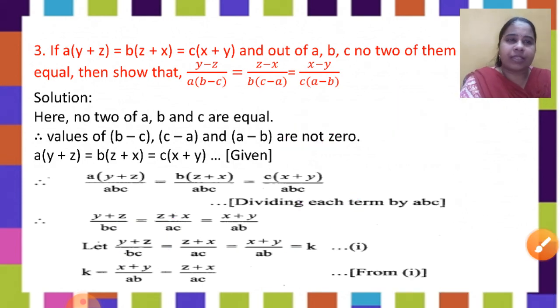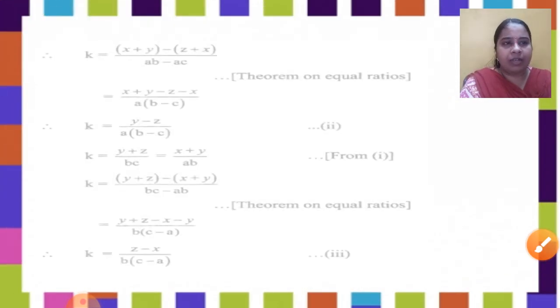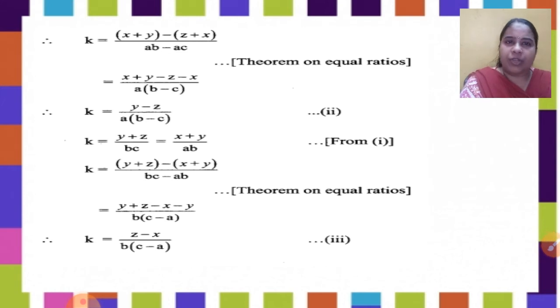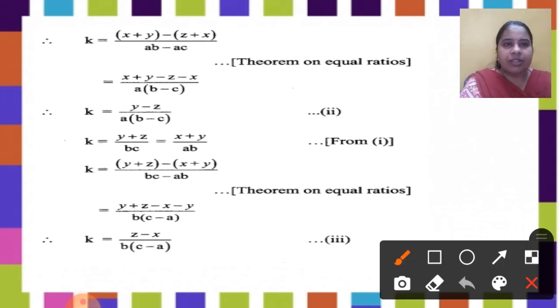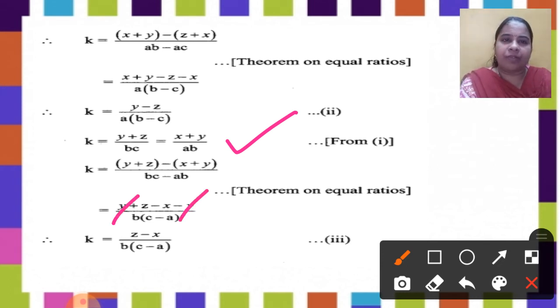And exactly the same way as you have done for the first one, in the same way you have to do for the second part also. Okay, see this. This is what I was telling you. By theorem of equal ratio, subtract it, open the bracket. What will get cancelled? Plus y and minus y. What will be left is z minus x upon b into c minus a, and this is also equated to k. Put it as equation number 3.